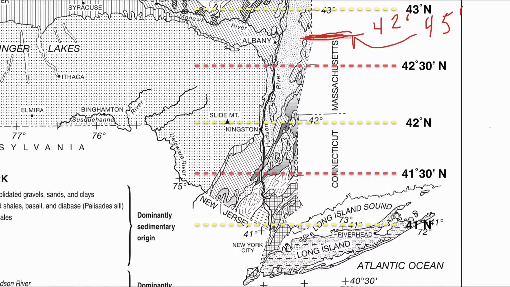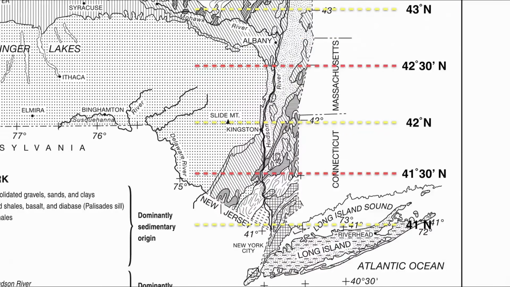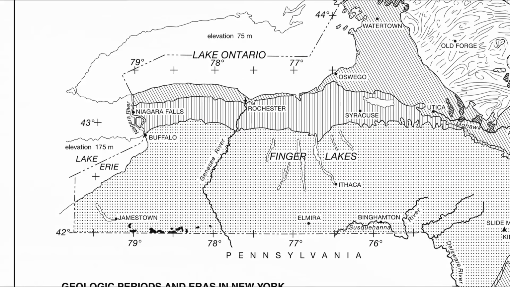This also works for longitude. All right, now longitude runs top to bottom. We measure it east and west. Every location in New York State is going to be in the western hemisphere. So here's 77 degrees west. Here's 77 degrees and 30 minutes west.